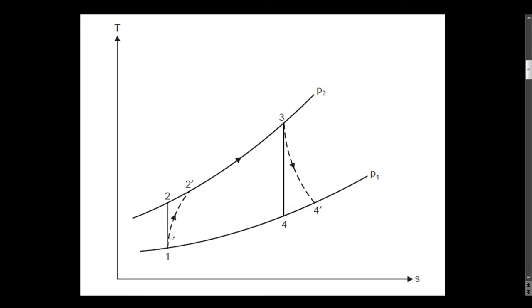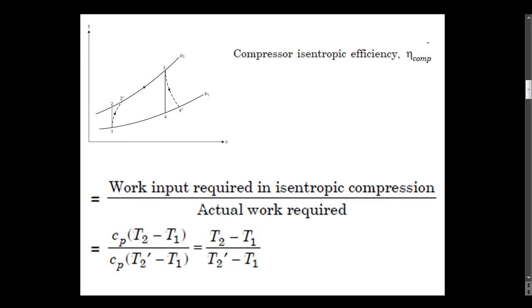Now, in order to account for this actual process which occurs in the compressor and the turbine, we have defined the two efficiencies, that is the isentropic efficiency of compressor and isentropic efficiency of turbine, so that we'll get the actual temperature at the exit of the compressor and at the exit of the turbine. So let us define this isentropic efficiency.